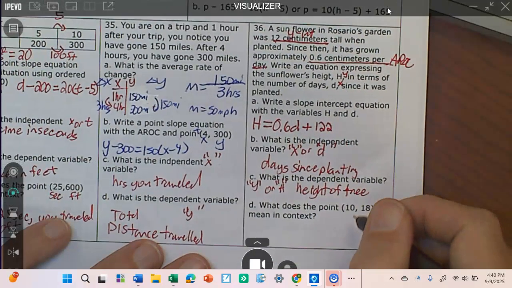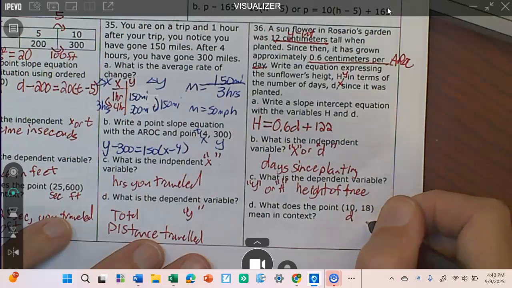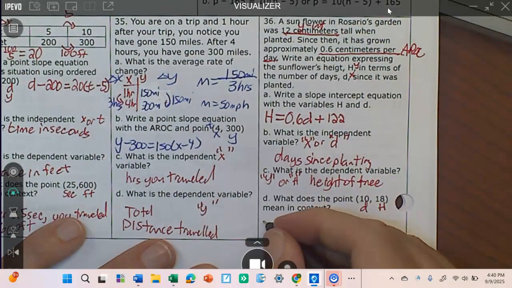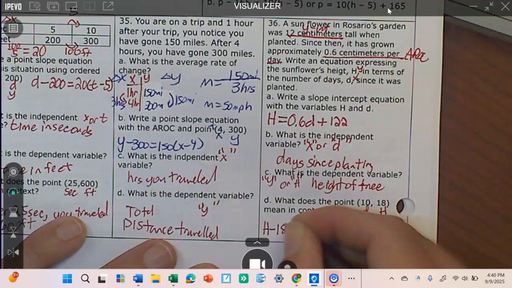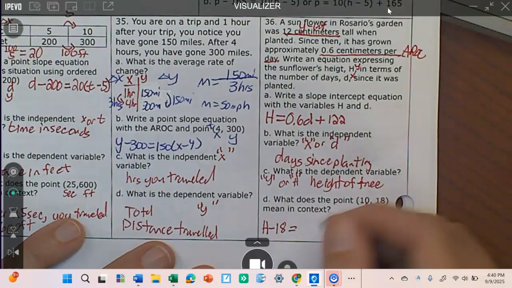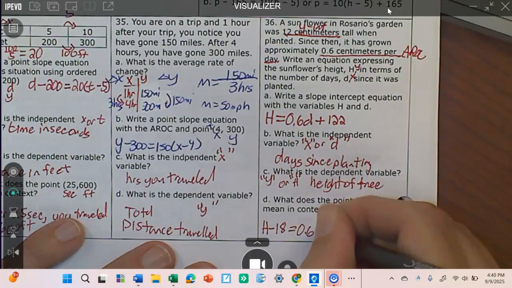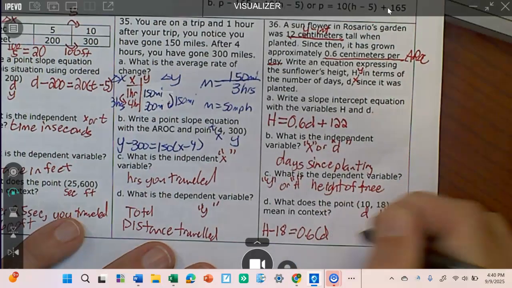Okay, instead of X, it's telling us to use days. For Y, it's telling us to use H. So we do H minus 18 equals 0.6 times d minus 10.